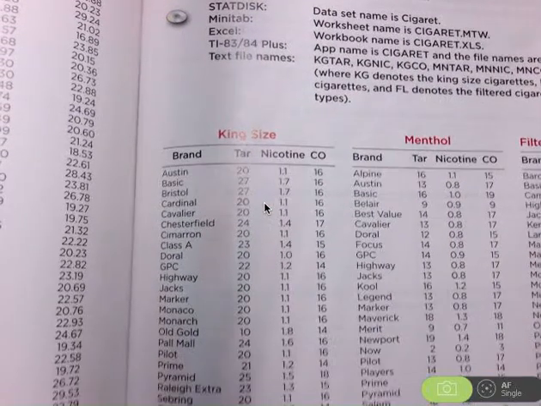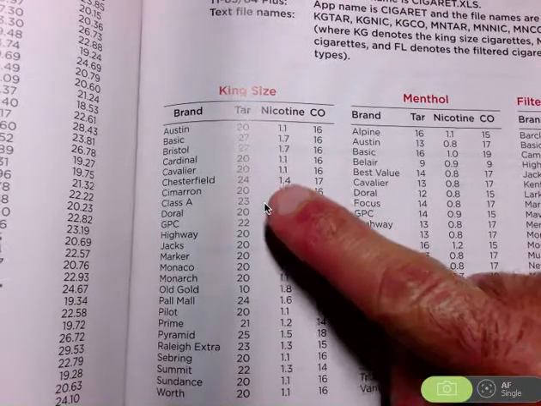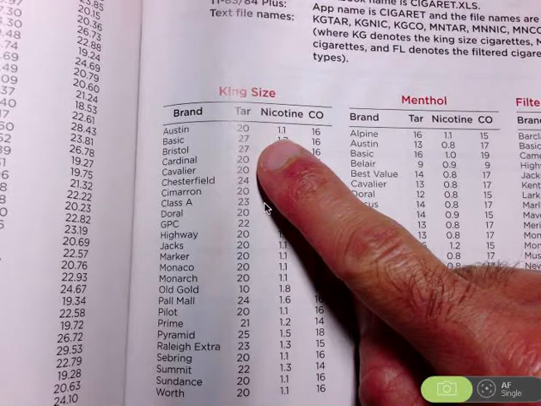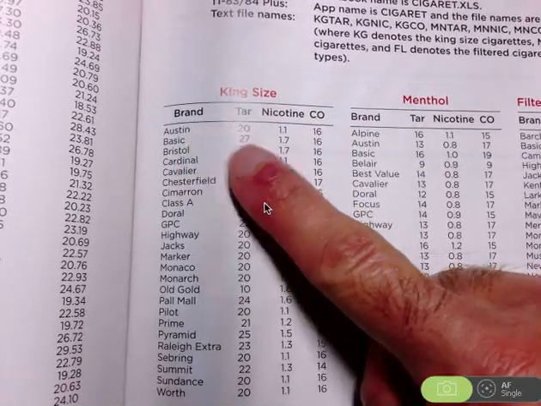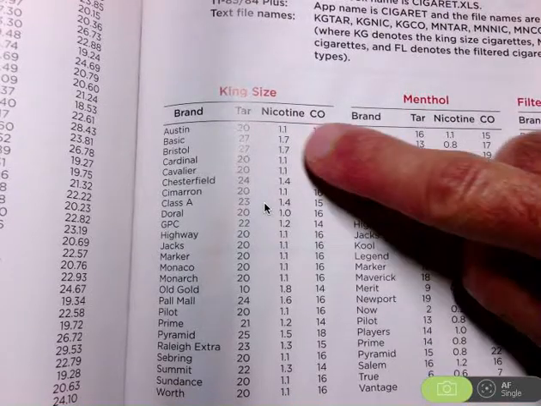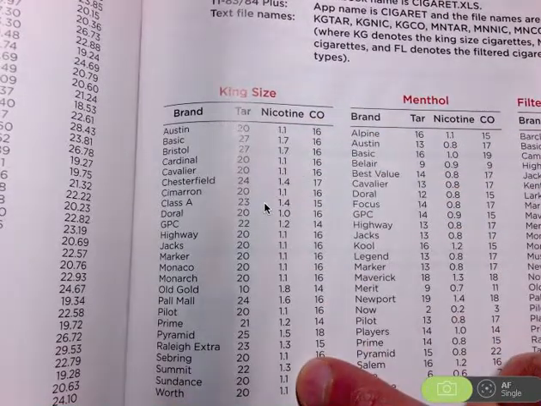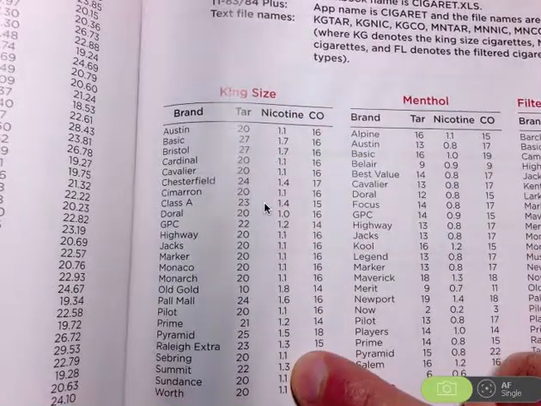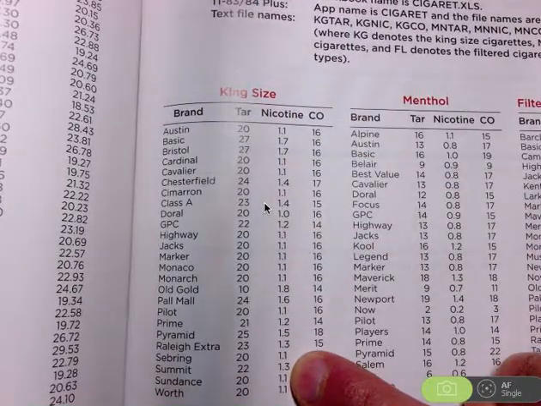Very good. So here are the 25 king-size cigarettes that we're going to take a look at. So these are the brands, here are the tar amounts, here's the nicotine amounts, and the carbon monoxide amount. So the nicotine amounts are the ones that you want to tally up in your frequency distribution. So this is where the data are on page 771.